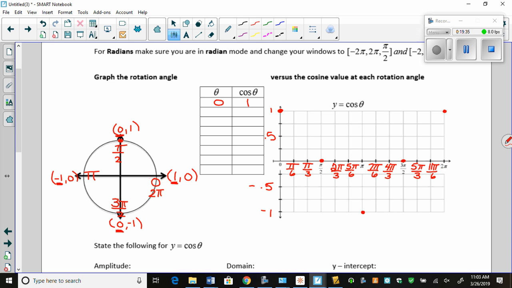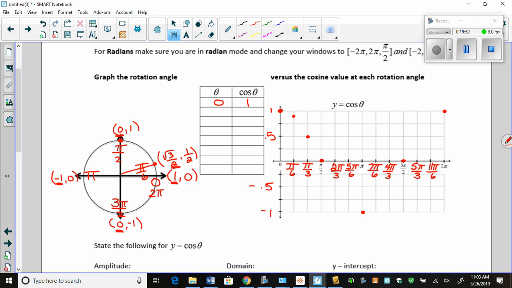There. So at pi over 6, right here, my coordinate is root 3 over 2. I care about this one. So pi over 6, I'm at root 3 over 2, which is 0.866. At pi over 3, I'm at 0.5. At pi over 2, I'm at 0.